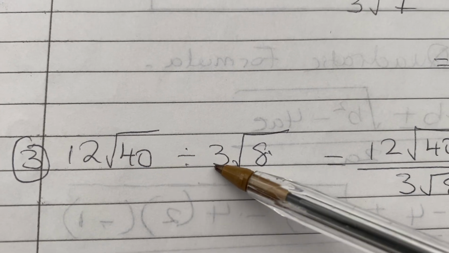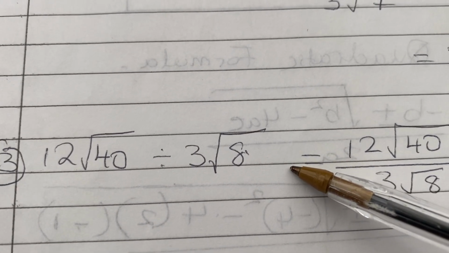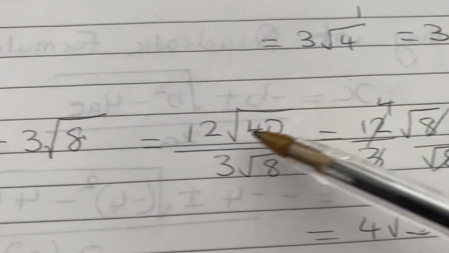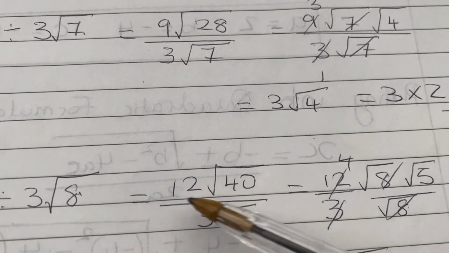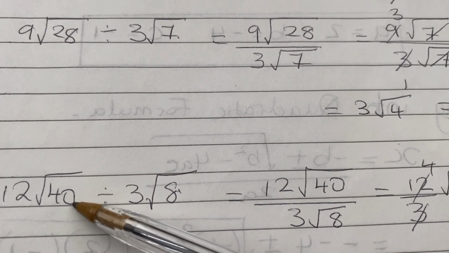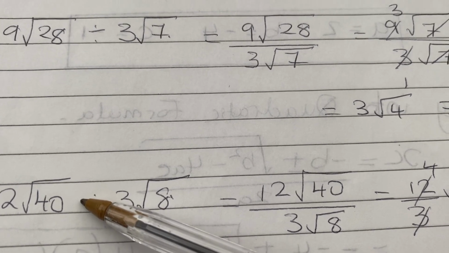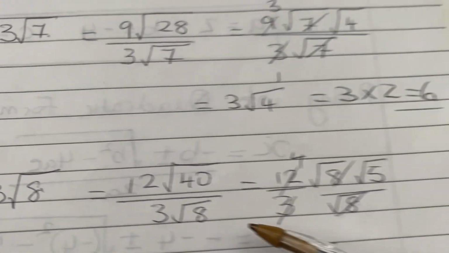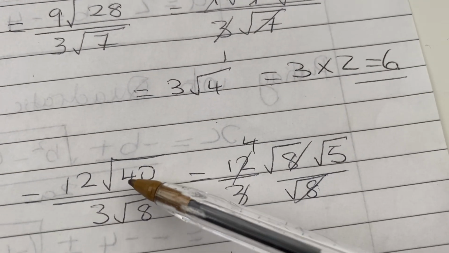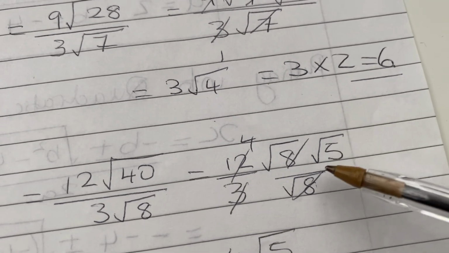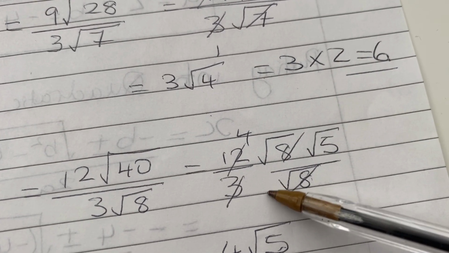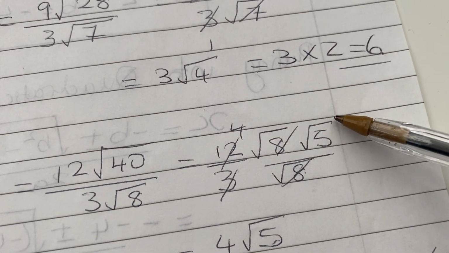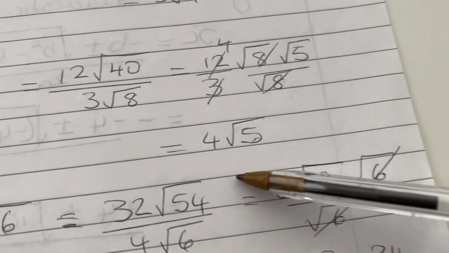12 root 40 divided by 3 root 8. Okay, so root 8, so I'm going to break root 40 down to root 5 root 8. Okay, so here is an example. I can do root 4 root 10, but I haven't taken care of the root 8 in the denominator. So the best is root 5 root 8. So straight away I can cancel the root 8 out. 3 into 12 is 4, and then root 5. So my answer will be 4 root 5.